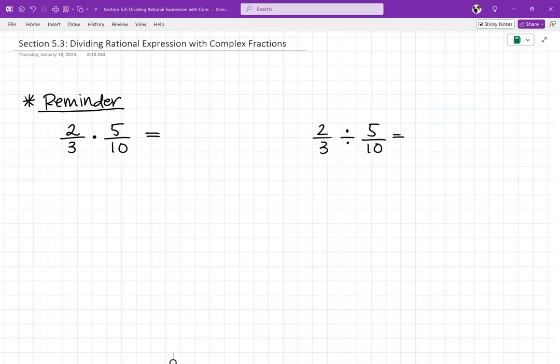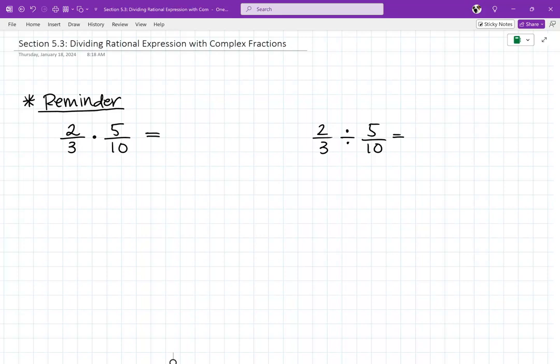Okay? But they're called complex fractions because it's a fraction divided by a fraction. So it's going to look like a really big fraction, right? A fraction on top, a fraction on the bottom of a fraction. So they call them complex fractions. Now, in the very beginning here, we do have a quick reminder of the way things work.